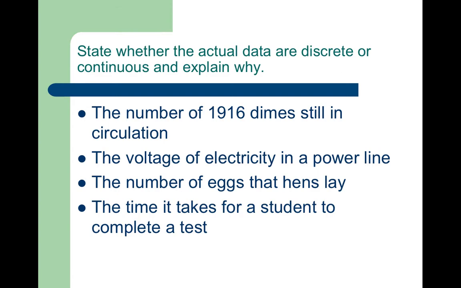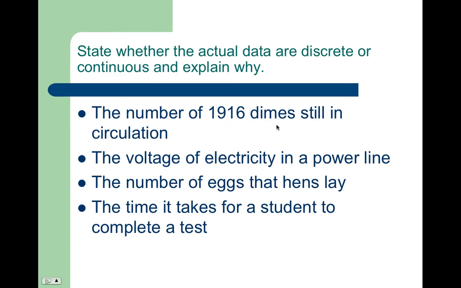Okay, welcome back. So the first example is very similar to the number of textbooks. So the number of 1916 dimes still in circulation. You could count dimes, and so you would have 100 dimes or you would have 110 dimes, but you can't have a half a dime. A half a dime is not a meaningful distinction to make. And so in that way, it's discrete data. There are jumps between them.